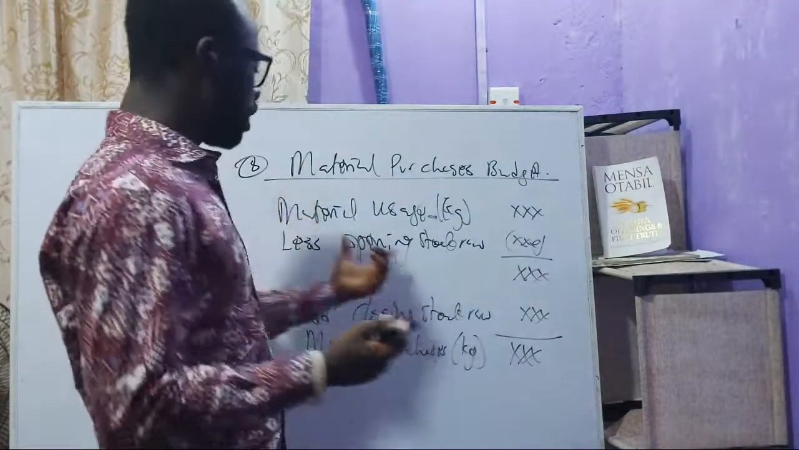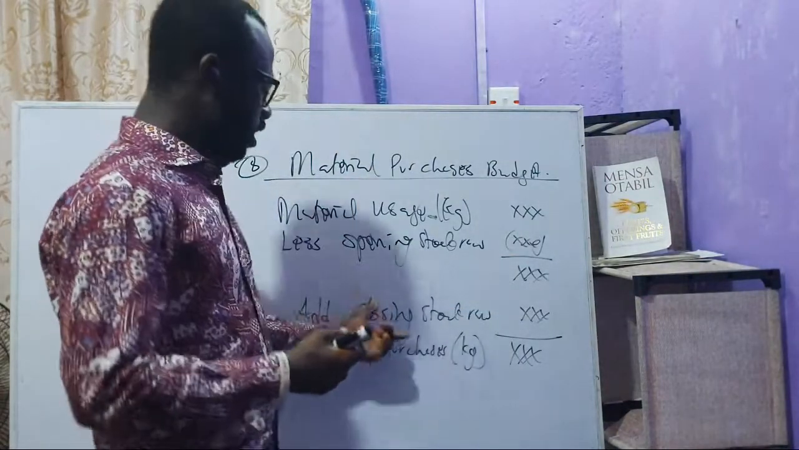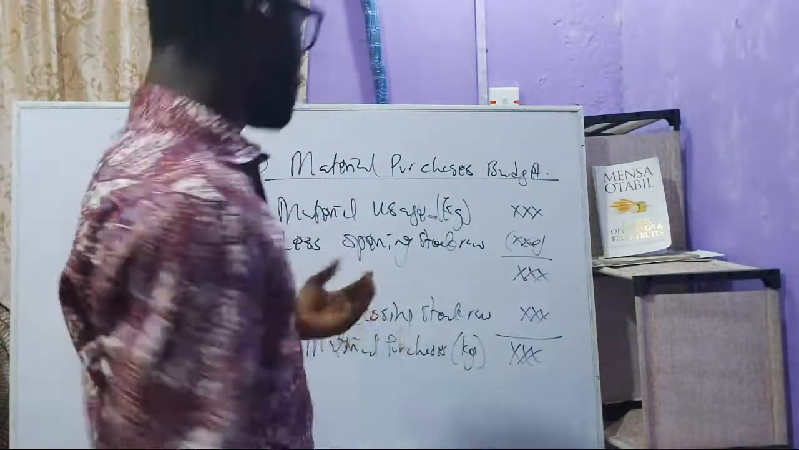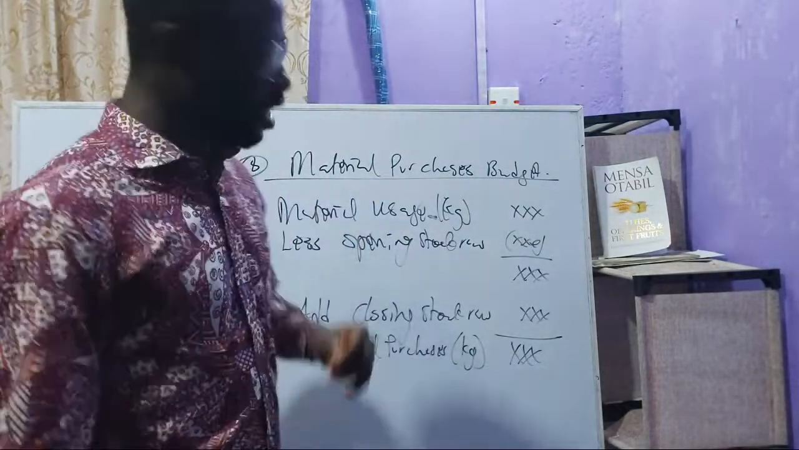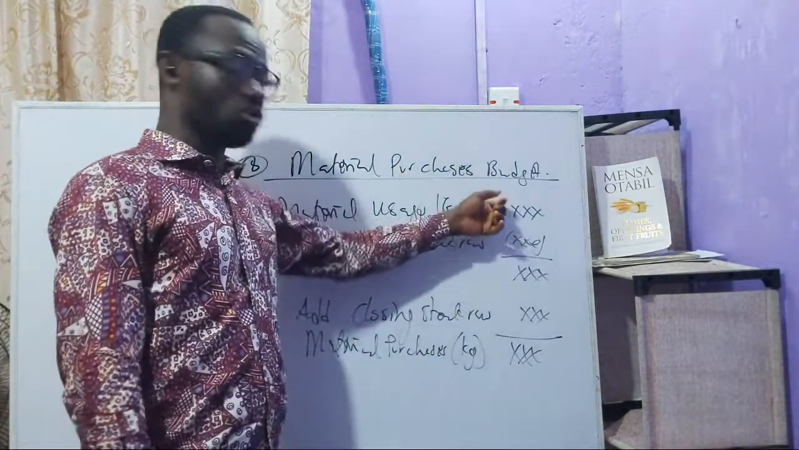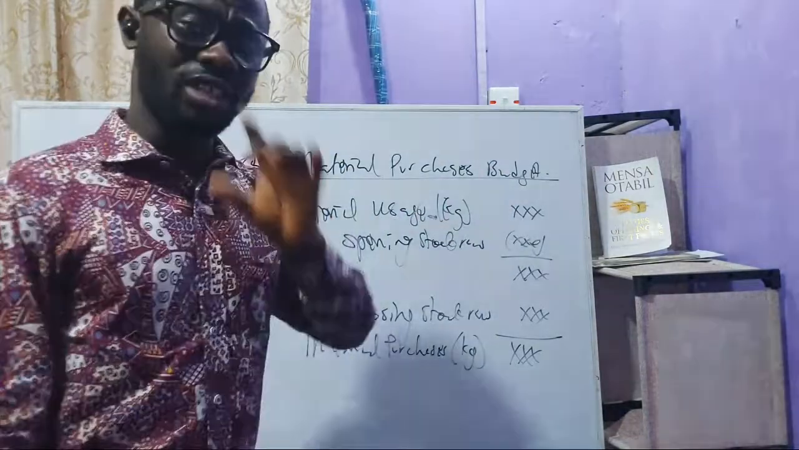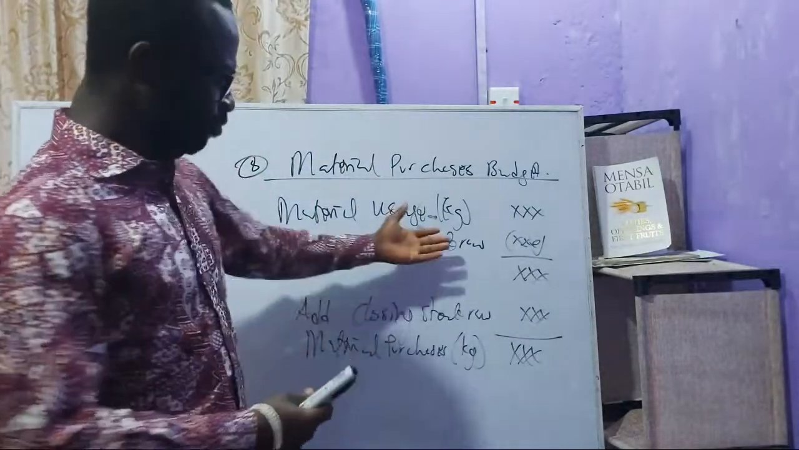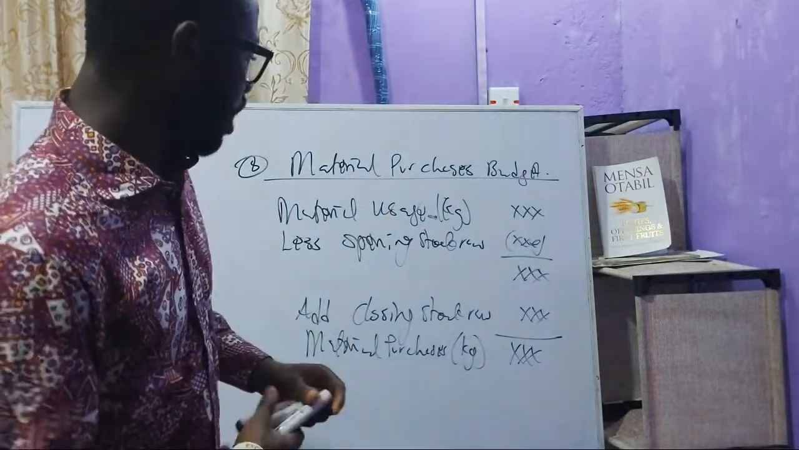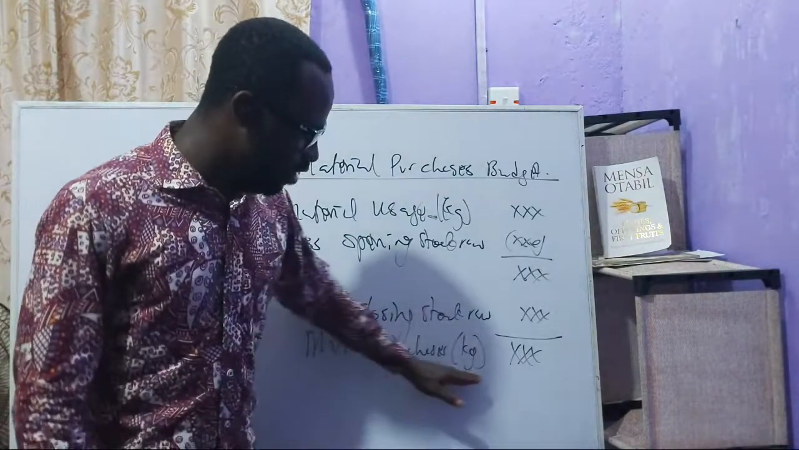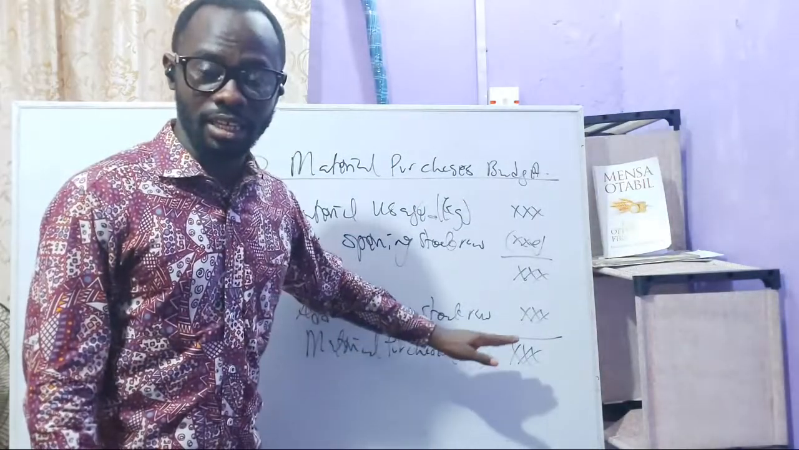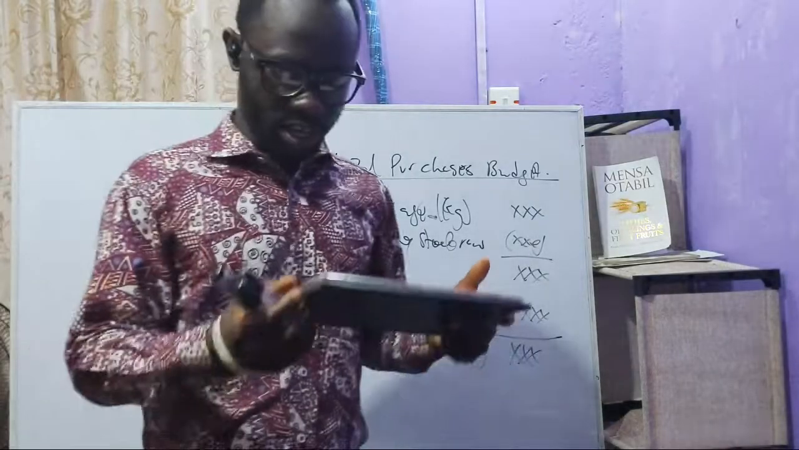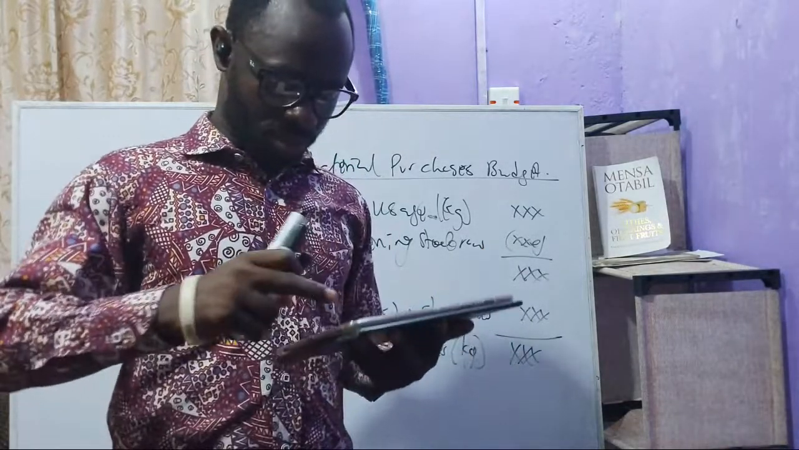Nonetheless, we know that opening stock has to be subtracted, closing stock has to be added. So if there is a decrease in the inventory, that means we must add it back to this. If there is an increase in the inventory, we have to take it there also in relation to that. So that is the material purchases budget, and that is in kilograms. Okay, so Prince Arno is making a clarification on something. Let me look at it, please.